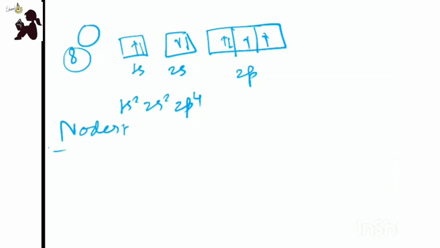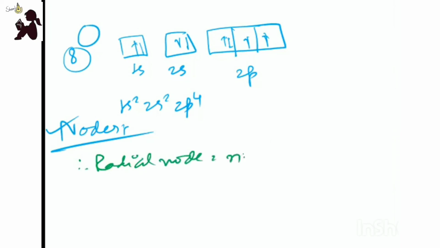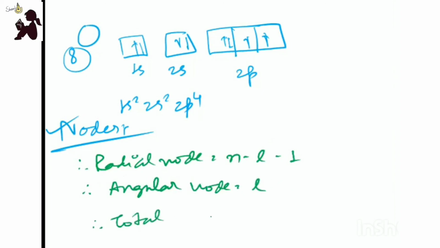Now about the nodes. This is a very important question in NEET. There's a formula for radial nodes: it is n minus l minus 1. For angular nodes, it will be only l. So what is the total number of nodes? That will be n minus 1. So this is all for atomic structure.